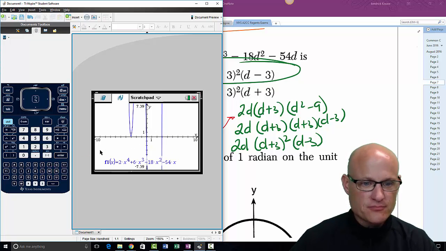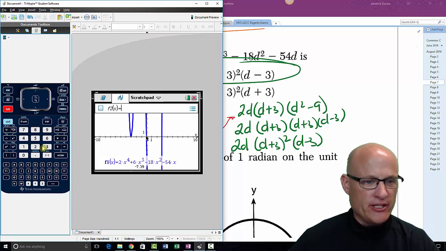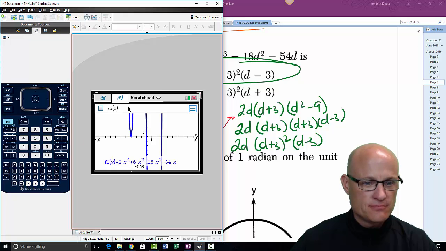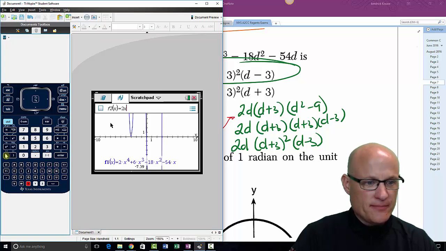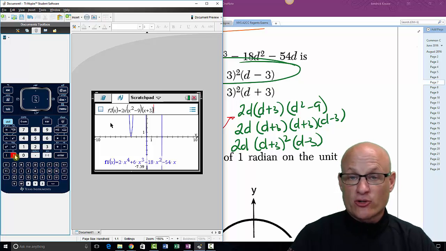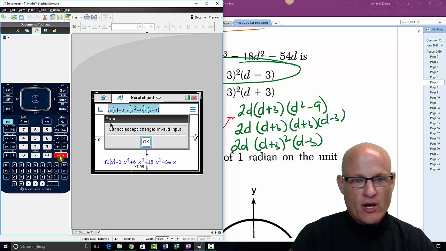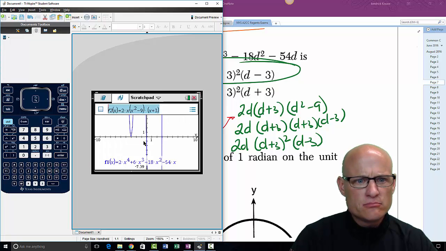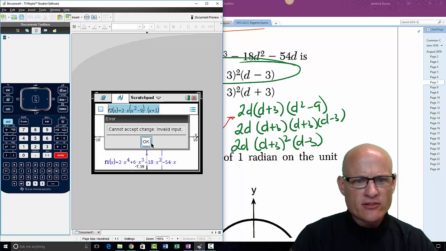Weird, but whatever. And then I say, okay, let me type in choice 1, and I choose tab. And I type in 2d, 2x. Let's do it with my mouse, it'll be better. 2x, parenthesis, x squared minus 9, parenthesis, x plus 3. So I've been talking about if they're equal, it'll just draw right over it. And this one will. Oops. Can't accept change. Invalid input.